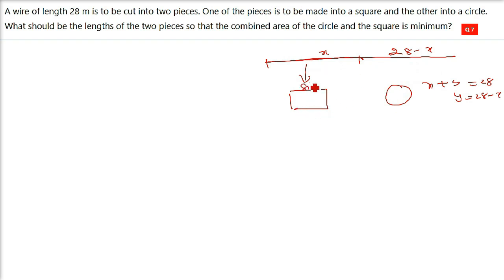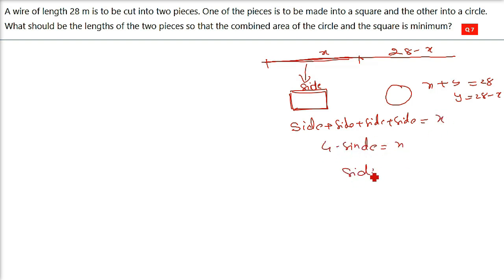And what is the side of the square, because a square has all equal sides. When we add the four sides, you are going to get x. That is, the perimeter of this square is equivalent to x: side plus side plus side plus side. So 4 into side is equal to x, because this x will be made into a square. That means the side is equal to x by 4. We are not interested in any other thing. We are interested in anything pertaining to x, which we have imagined or guessed.